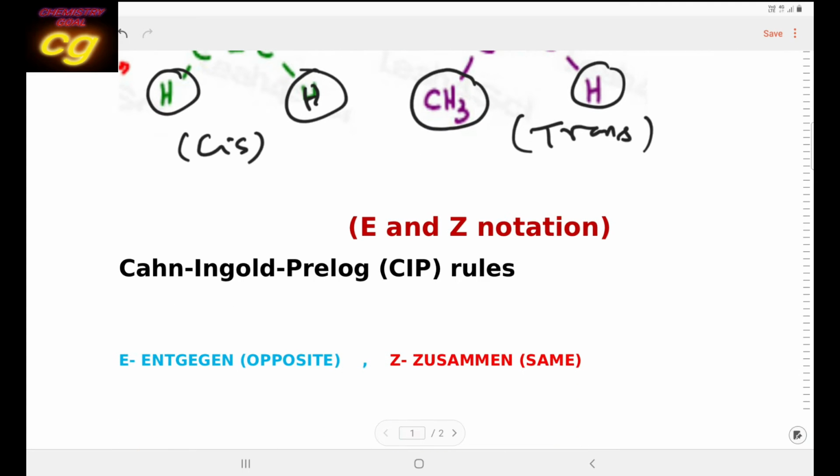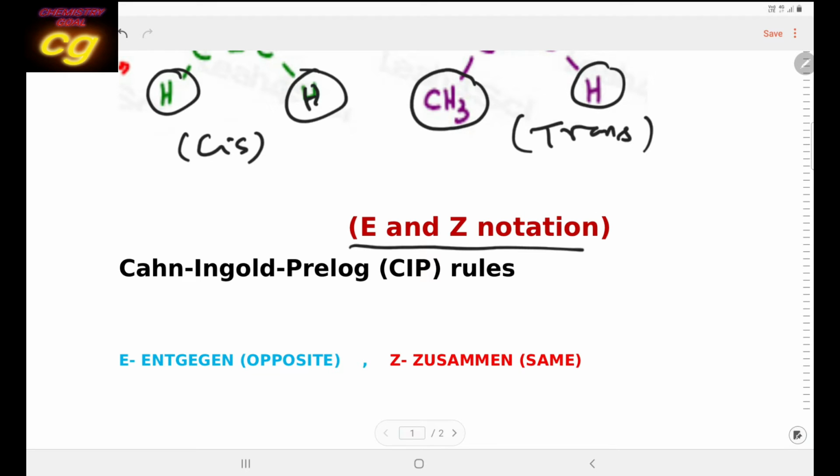But when the groups attached to the carbon atoms of the carbon-carbon double bond are different, then we cannot use cis-trans isomerism. So in this case we have to use another representation, that is called EZ notation.